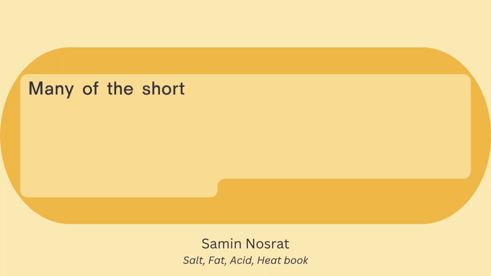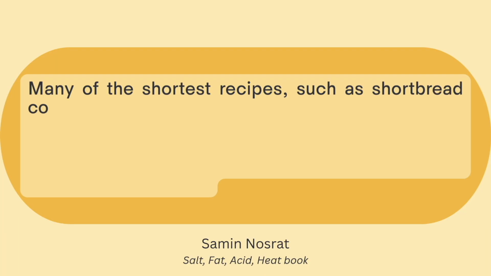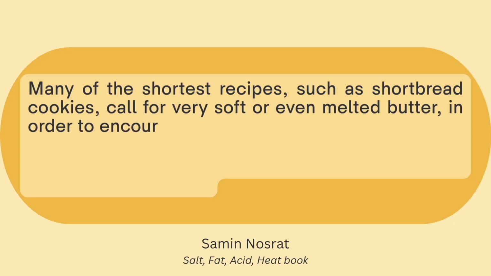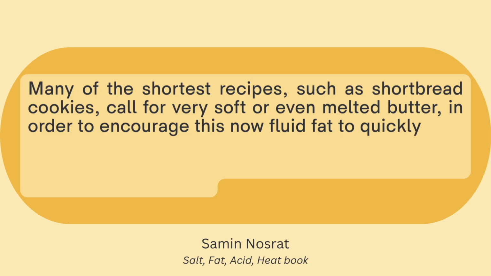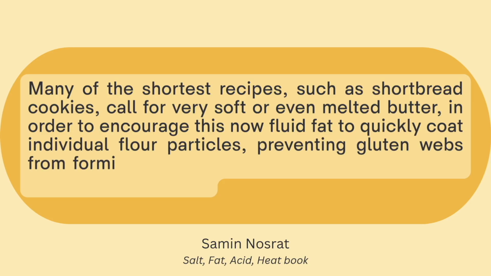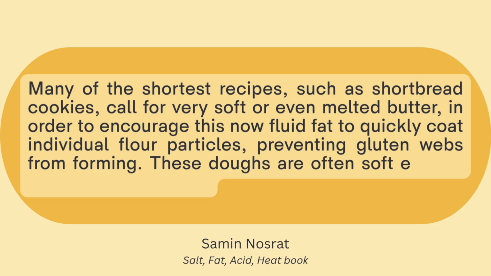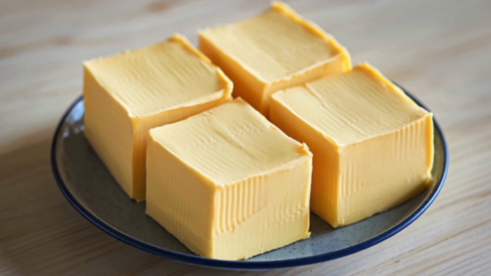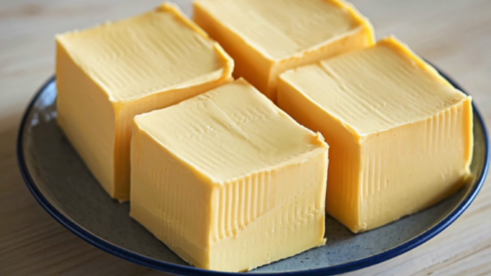Many of the shortest recipes, such as shortbread cookies, call for a very soft or even melted butter in order to encourage this now fluid fat to quickly coat individual flour particles, preventing gluten webs from forming. These doughs are often soft enough to press into the pan. Shortbread biscuits are incredibly different from standard cookies in that they almost solely rely on butter for moisture.